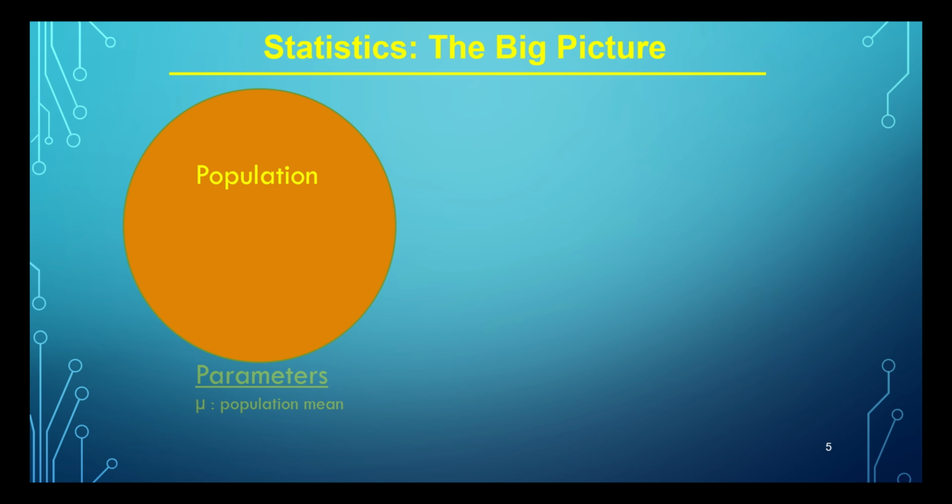If we could, we would calculate what are called parameters. These are numeric values computed from the entire population. For example, the population mean mu represents the mean of all of the subjects in the population. Now, we almost never get to know what these parameters are exactly. And as I mentioned before, the population is too hard to look at everyone.